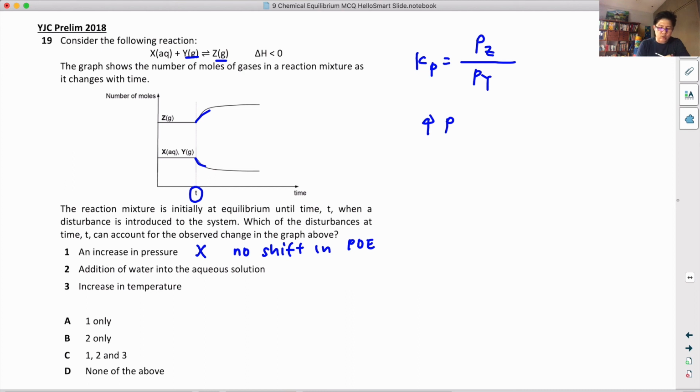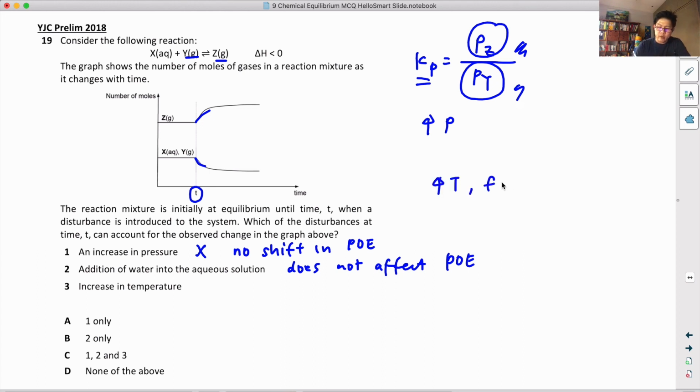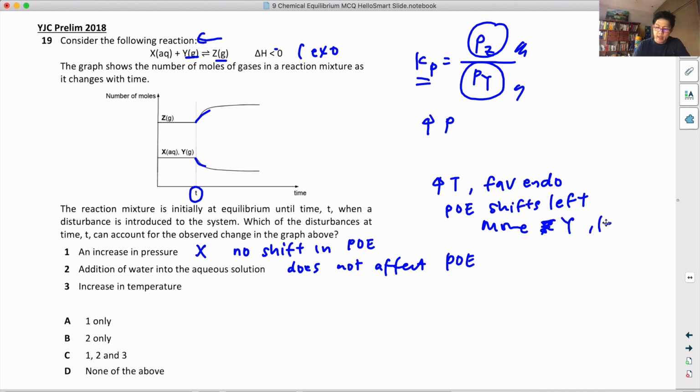Addition of water into the aqueous solution. As you can see, Kp is only dependent on pressure of the gases. So adding water into the aqueous solution also does not affect the position of equilibrium, because position of equilibrium is only affected by the pressure of Z and Y. All right. Increase in temperature. So increase in temperature, you'll notice that it will favor the endothermic. This is actually exo. So position of equilibrium shifts left. A shift left means you have more Y and less Z. Okay, but you should notice Y is actually coming down. So that's why this is also wrong. Which means the answer is none of the above.